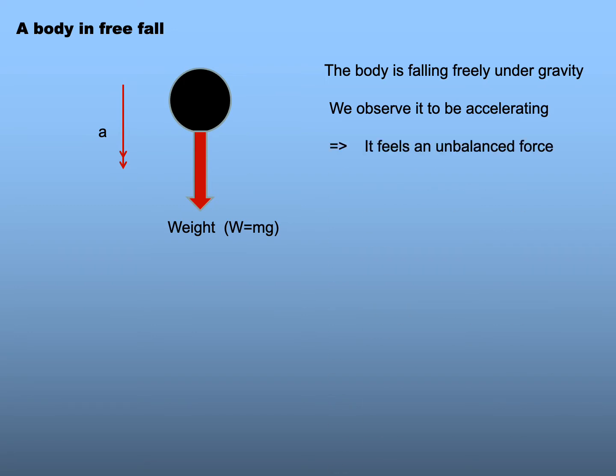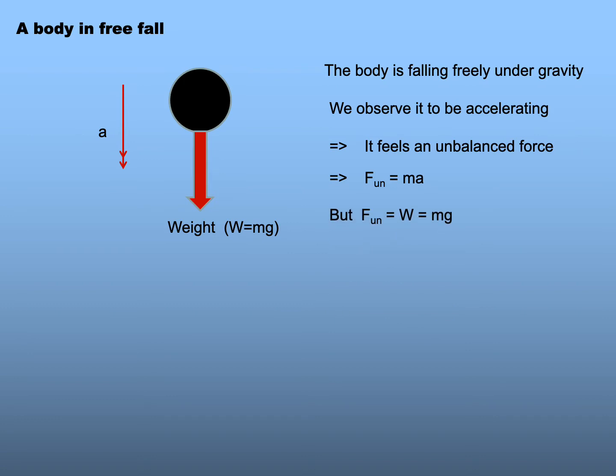This means it must feel an unbalanced force. Now we know from Newton's second law that if a body feels an unbalanced force, Newton's second law must apply, so F must equal ma. But let's pause a second. What is our unbalanced force here? Well, we're neglecting air resistance, so there's only one force on the body, and that's its weight, mg. So the unbalanced force must be mg.